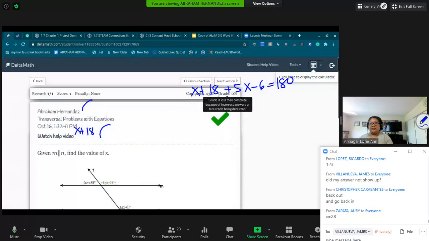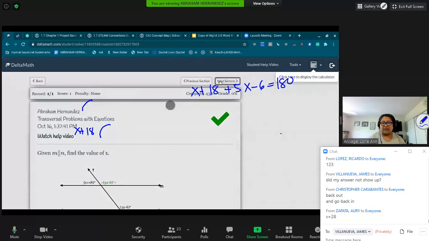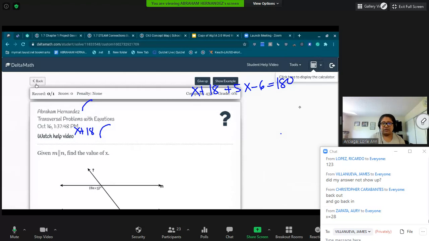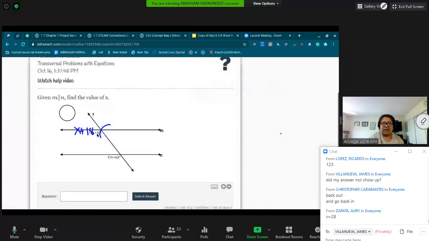All right. That's great, Ori. So just combine like terms. Okay, so you're going to get, I think it will show you, right? When you enter the answers, it will show you the solutions.